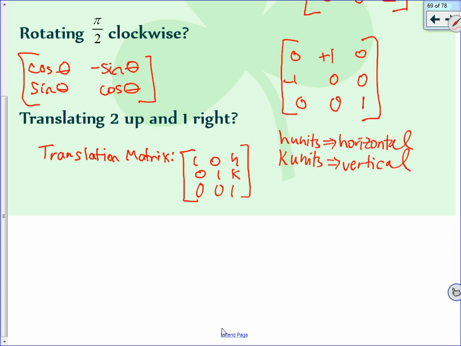Okay, so if we take the matrix out of the 2D plane, we can translate. We couldn't translate if we kept it in the 2D plane. So this is how we translate. We can translate with a projective transformation matrix, where H is horizontal units and K is vertical units. So to translate up two and one right, here's the matrix.